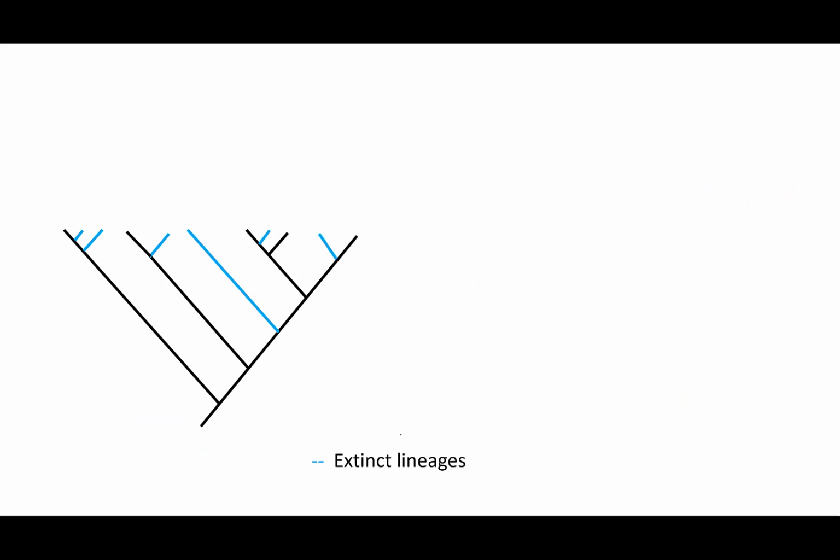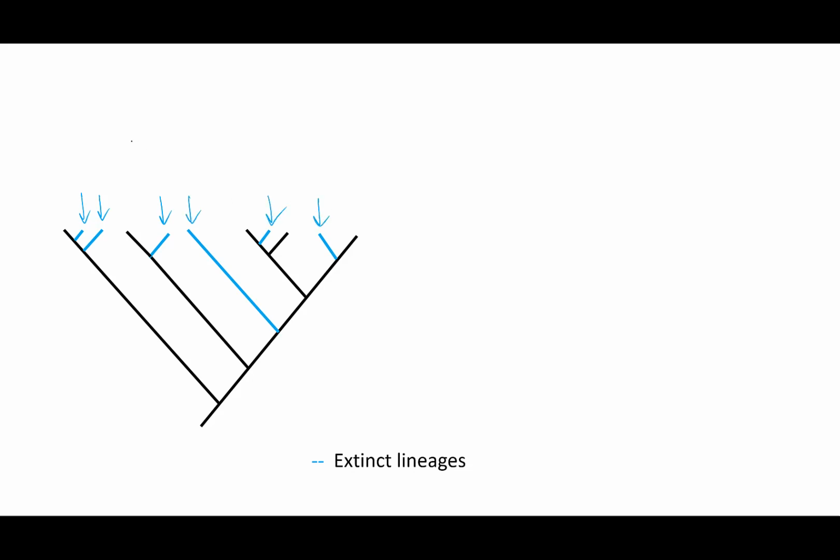Another way to look at this is if we have this phylogeny on the left, which I've drawn in a diagonal up shape this time, and we imagine that all the blue lineages, the light blue color, these are extinct lineages. So all of these blue lines in the phylogeny, these have gone extinct.